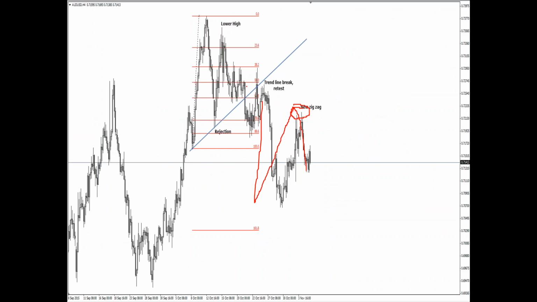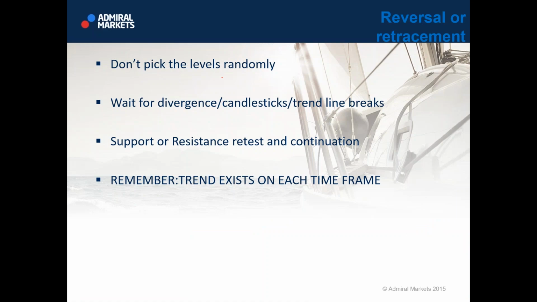The only way we can say that the price will make another uptrend is if it breaks this high here and starts to go with a new zigzag. Until then, this is downtrend. Okay? And that is how you should pay attention to reversals. I know it's a lot easier with indicators, but this is price action. This is how you do it with price action. So do not pick the levels randomly. Wait for divergence, candlestick, or trend line breaks.